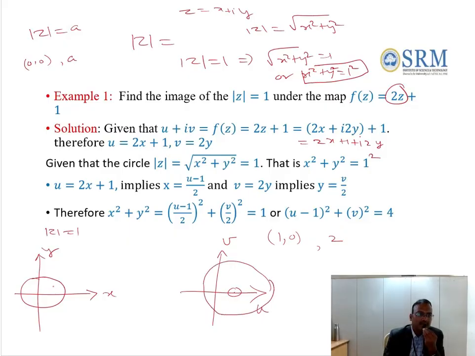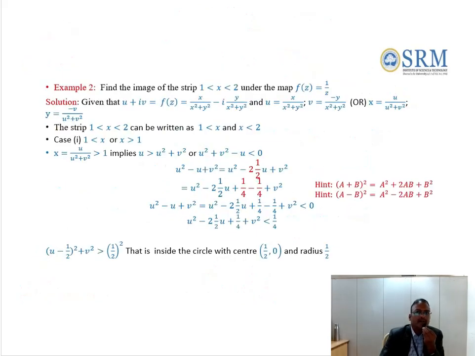Okay, look at this. We have a unit circle here, whereas here the circle has center (1, 0) and radius 2. Radius 2, that is magnified. And then the origin of this circle is translated to another point (1, 0). So therefore the translation happened and the magnification also happened. Right. Now let us see the next problem.